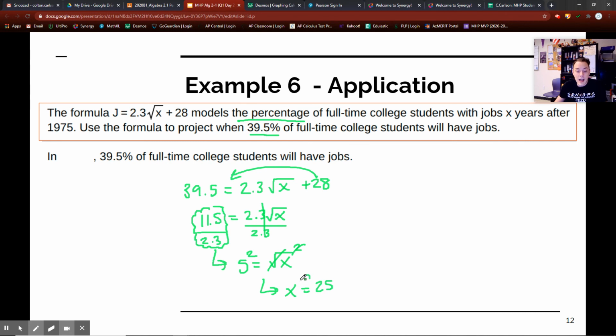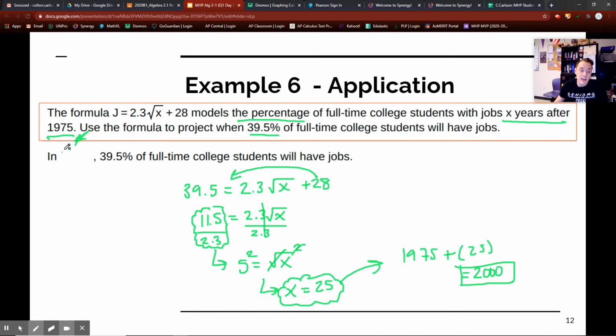Now, this is not my actual answer, and some of you may think it actually is. But the problem is they want us to use this formula to project the year when 39.5% of students will have a full-time job. Now, what does x actually equal? Well, x is years after 1975. That's the key. So if 25 is my x and x is years after 1975, I take 1975 plus what I found for x, which is 25. This equals the year 2000.